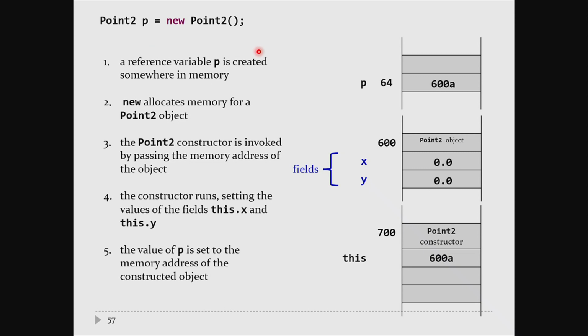Okay, does everybody understand what this means? So this is a reference to the object that's currently being initialized. And that's how the virtual machine knows where to go in memory to set the fields of which object.